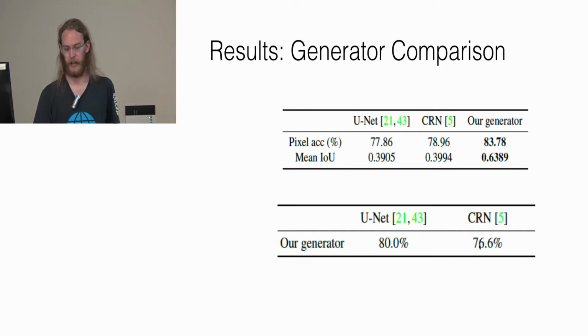And here are the same 3 generators, the same test with the human perceptual study. So here, when you gave it that same framework with the different generators, the coarse-to-fine generator gave superior results according to human judgment, 80% of the time against UNet, 77% of the time against CRN.